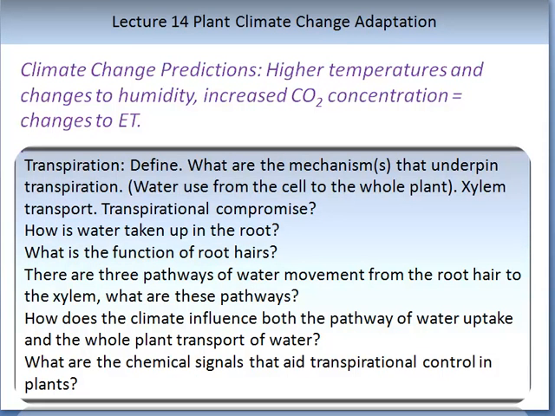Another important process in the plant is that of transpiration. Climate change predictions state that we are likely to receive higher temperatures, changes to humidity, increased CO2 concentration, and all of these are bound to impact on evaporative transpiration. This will lead to an impact on transpiration. So let us look at this in a bit more detail.